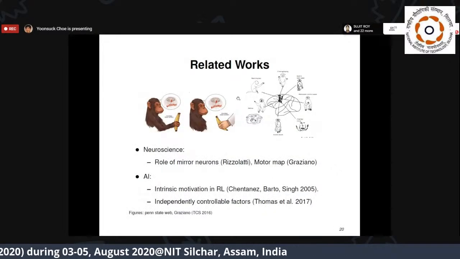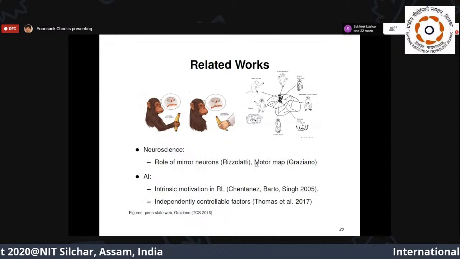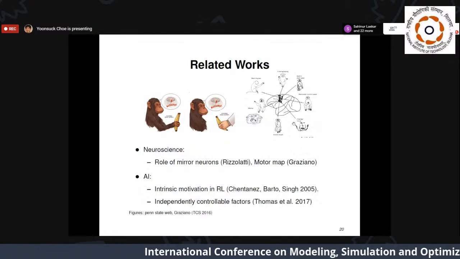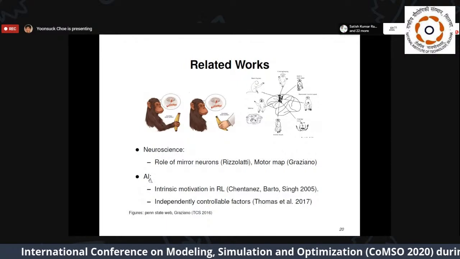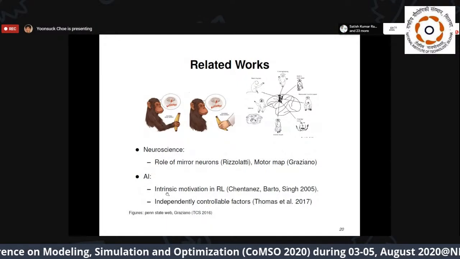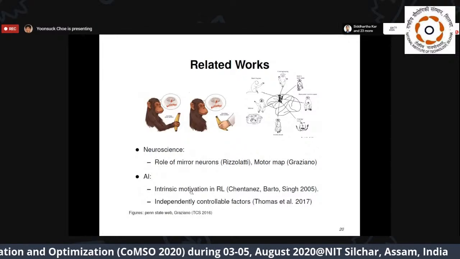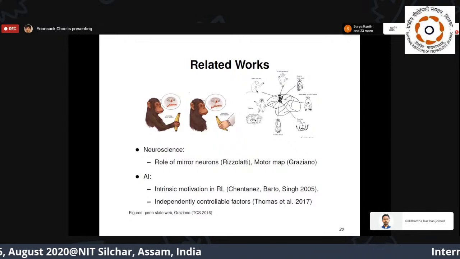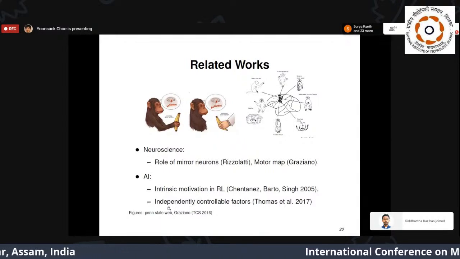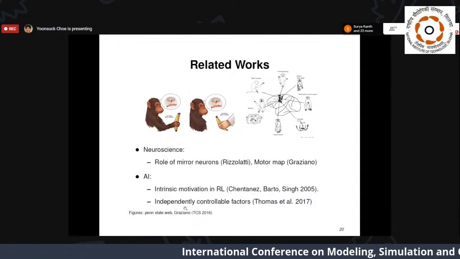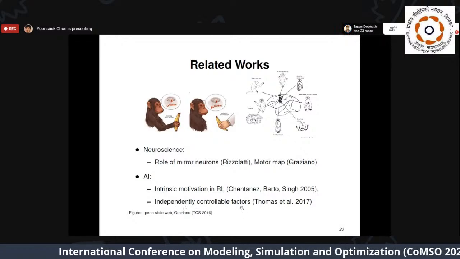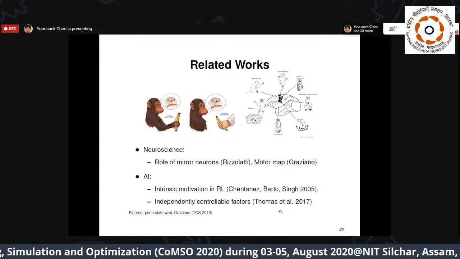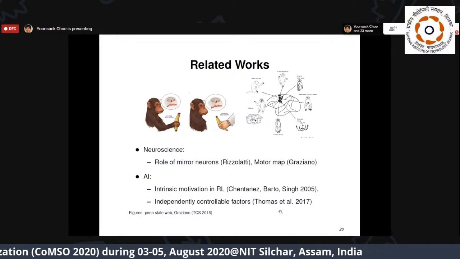So there are lots of interesting related works on things like the mirror neurons and the motor map. And in AI, there's a lot of interesting work in reinforcement learning on intrinsic motivation, rewards that are generated from inside the agent. And there is some theoretical work on independently controllable factors. I won't go into detail. You can look at some of these references. It's very interesting.